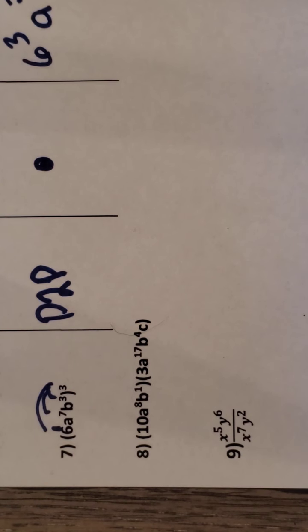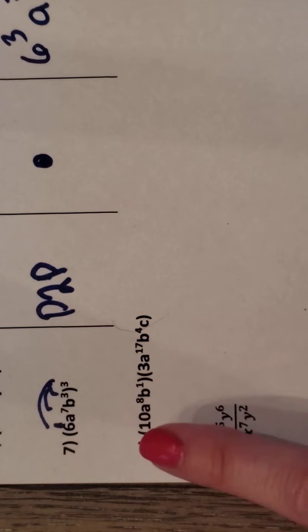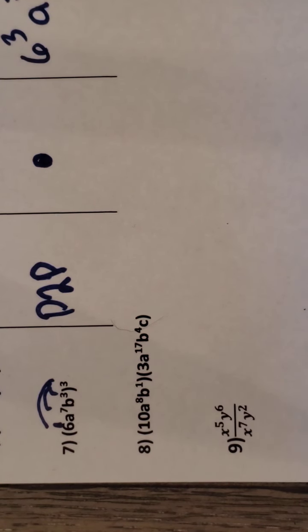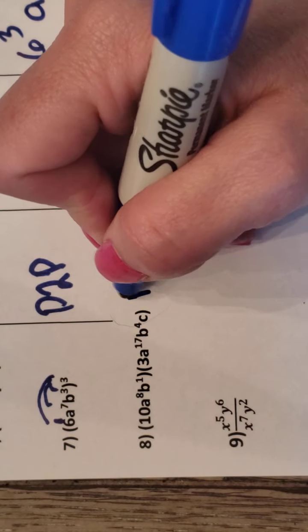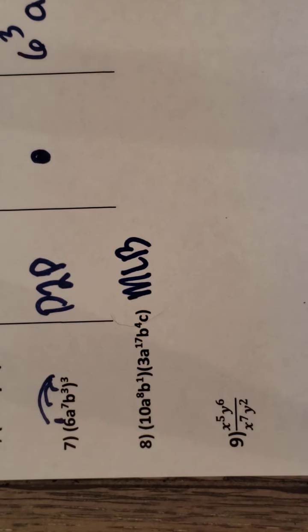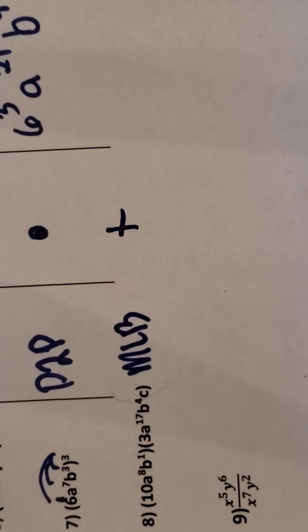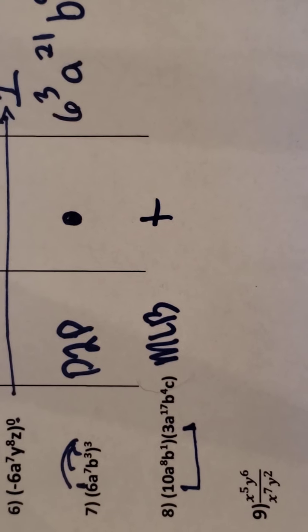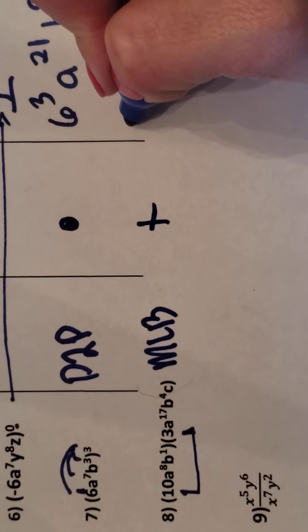All right, number 8. We have 2 sets of parentheses. So automatically we know it's MLB because there's no exponent on the outside. We add our exponents. But we have constants. What do we do to our constants? Hopefully you said multiply them.